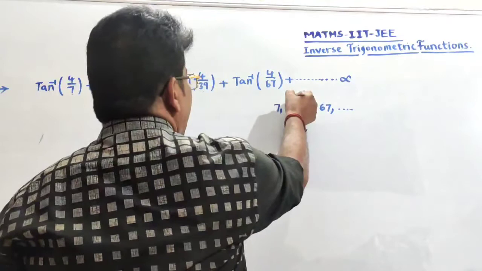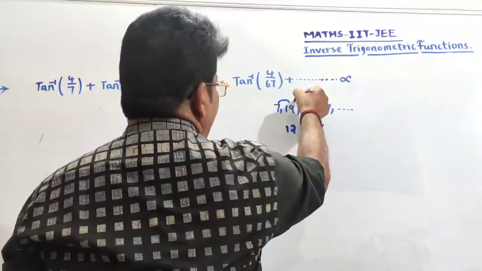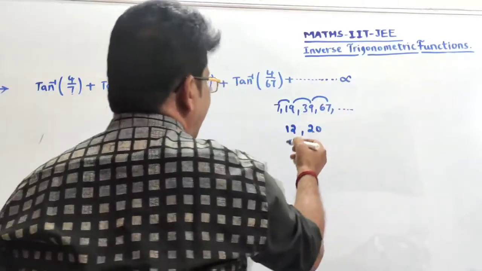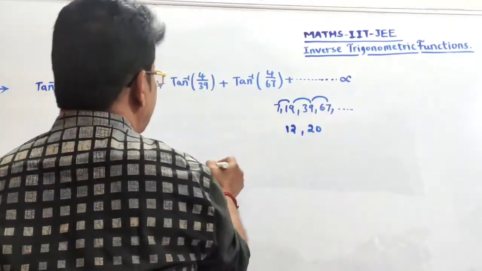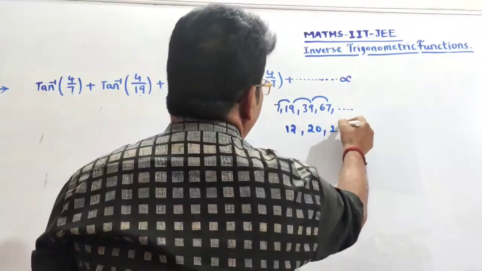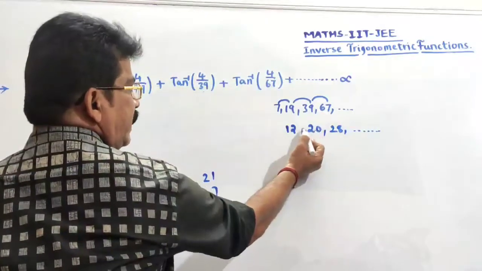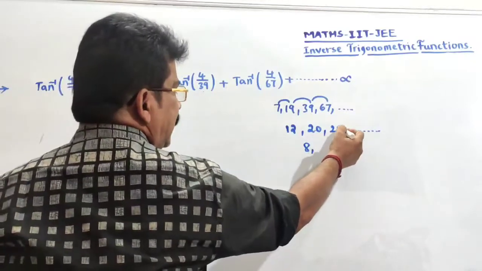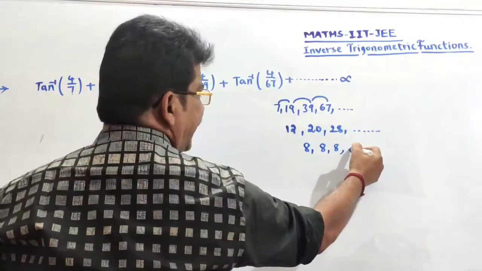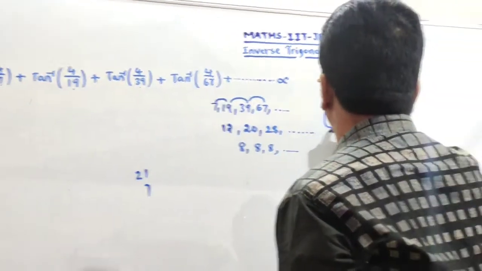19 minus 7 is 12. Next, 39 minus 19 is 20. Next, 67 minus 39 is 28. Next, 20 minus 12 is 8, and 28 minus 20 is again 8. Later we are obtaining the same 8. It is called differences are in AP.